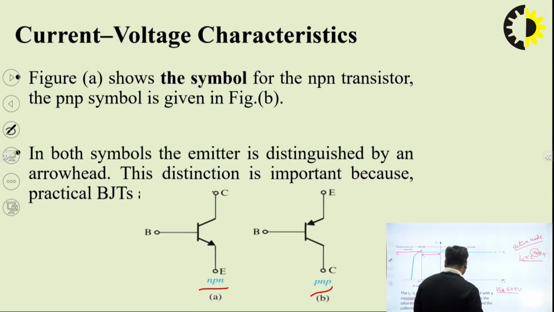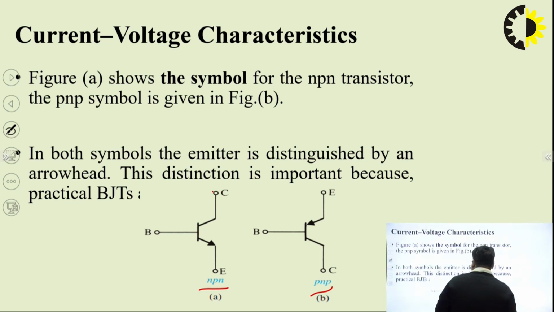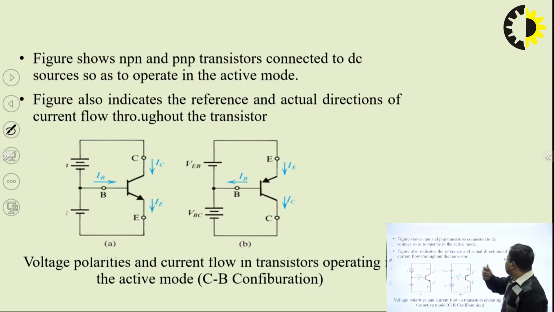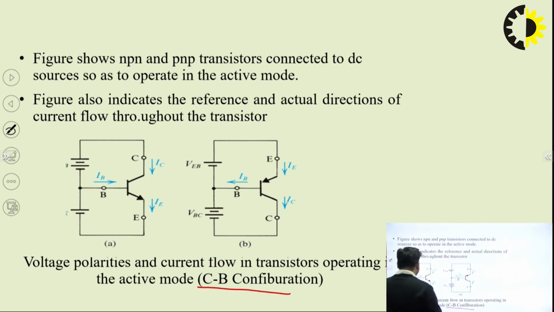So in the symbolic representation we are getting the direction of current from base to emitter in NPN, and emitter to base in PNP. This is the symbolic representation for NPN and PNP transistors. This shows the circuit diagram for CB configuration, the common base configuration, which means base is common between emitter and collector.